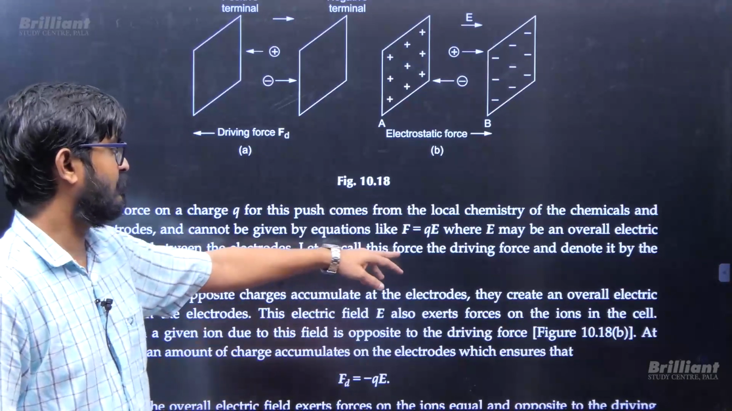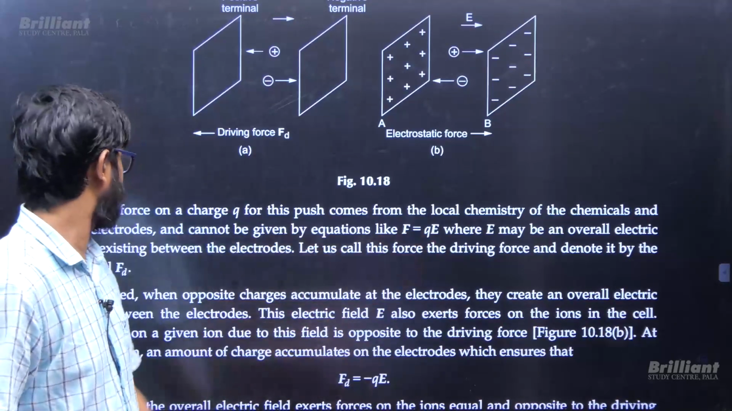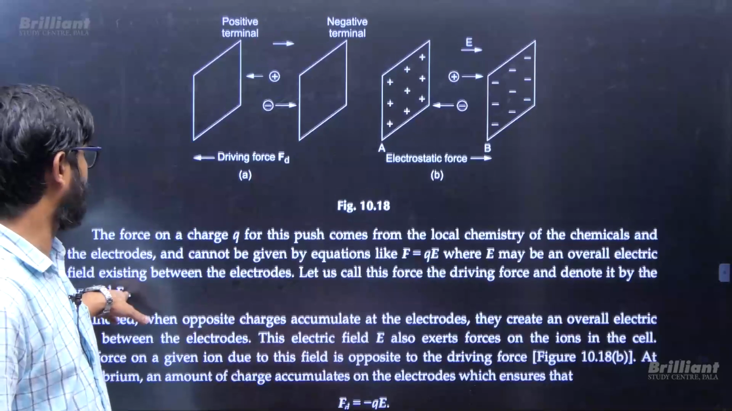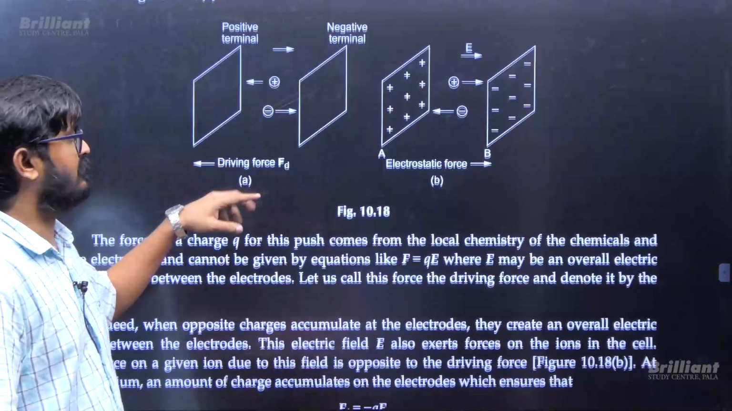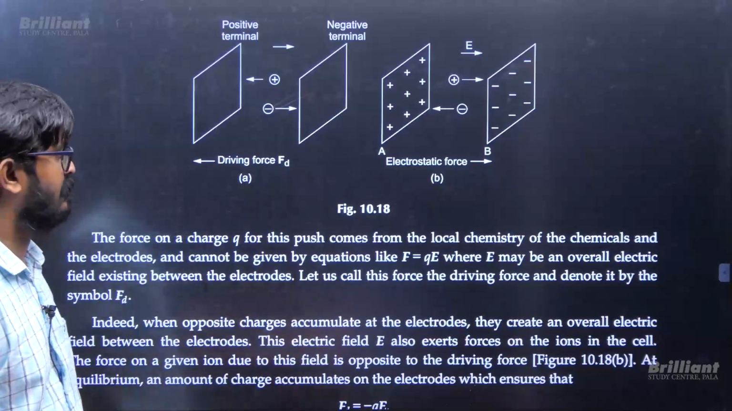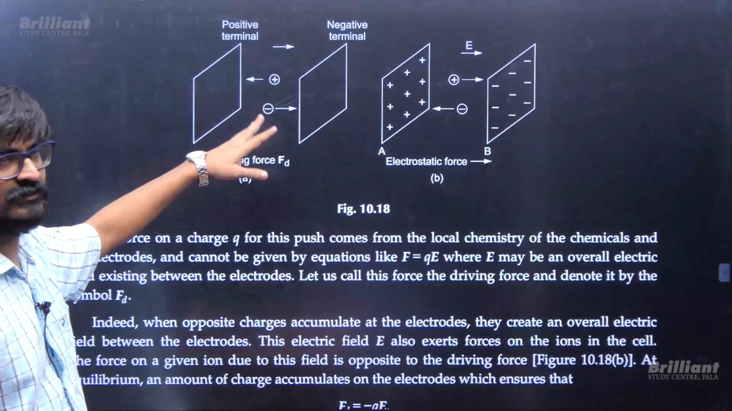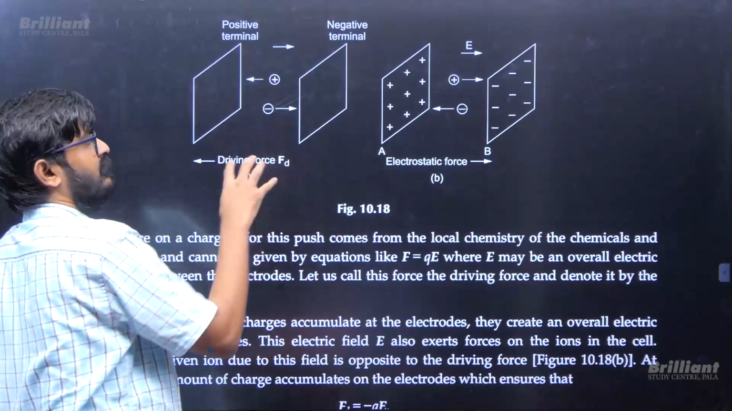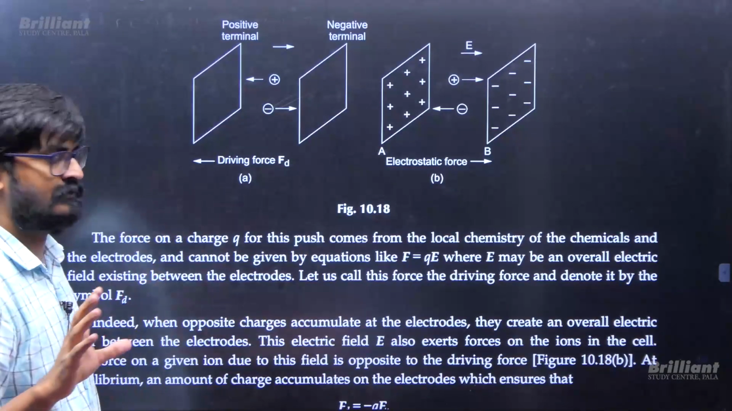Let us call this force the driving force and denote it by F_D. Who is driving that? It is because of the local chemistry, the chemical nature of the stuff that is happening. Charges were driven because of some force which comes from that chemical nature.